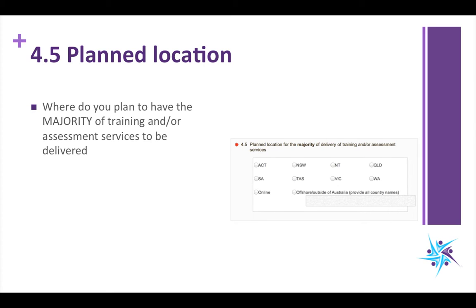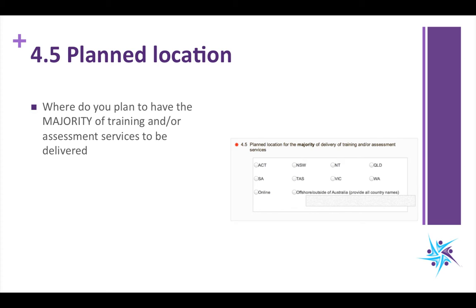4.5 is your planned location of where you want to deliver the majority of your training. So this is which state do you want to deliver the majority of your training. So if your head office is in New South Wales, but the majority of the training you're going to be offering is in Victoria, then you should state that it's in Victoria. Normally, this section is going to be where your head office is. So if your head office is in New South Wales, and the majority of your training is going to be delivered in New South Wales, that's the one that we should click on, New South Wales.